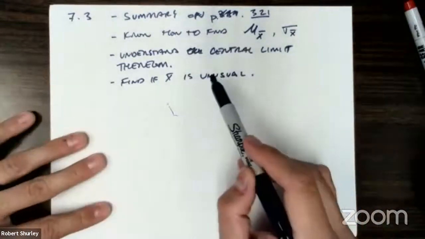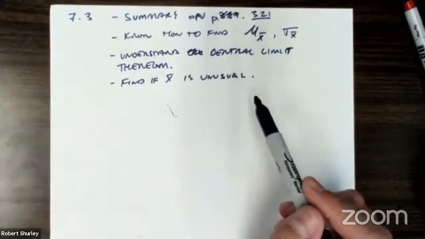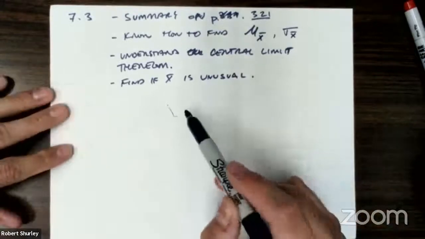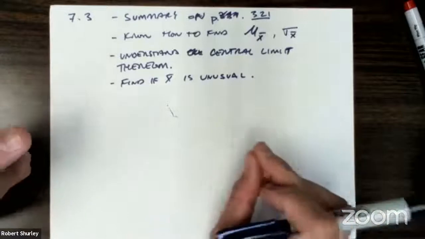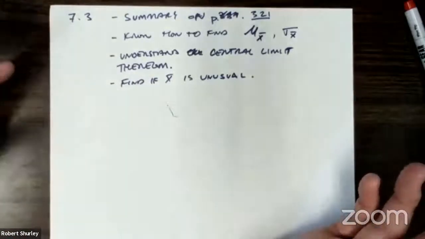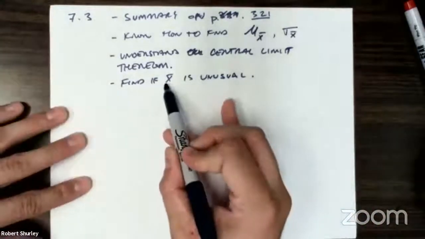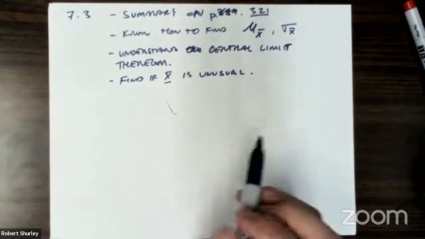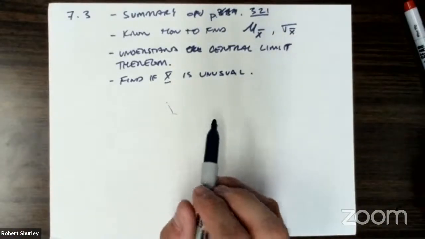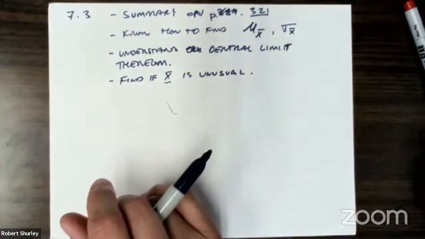But remember, we went over this on the last test when it dealt with an individual data point. It was unusual because it happened less than 5% of the time. Well, now we want to know, what if we do a sample? How can we determine if it's unusual? That's going to pop back up in chapter 8 as well. Okay, so 7.3.